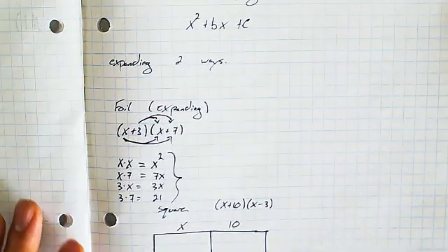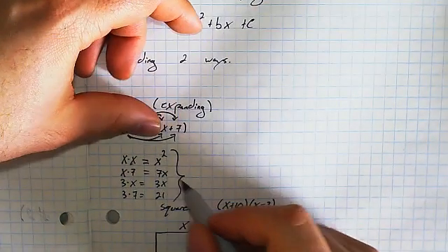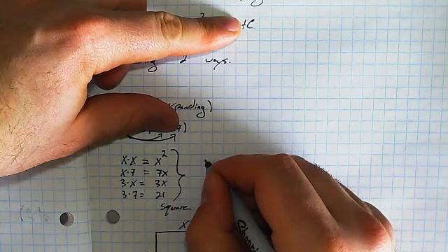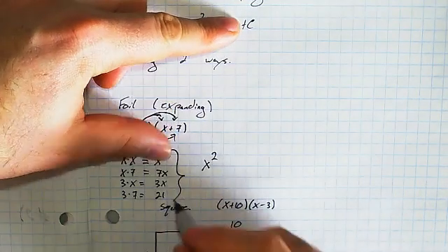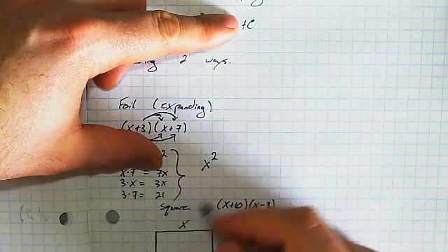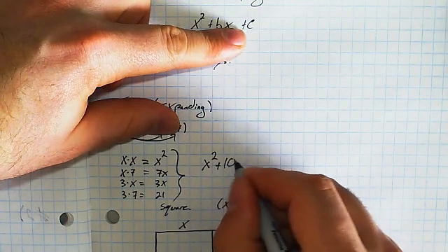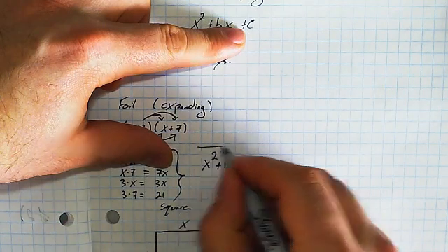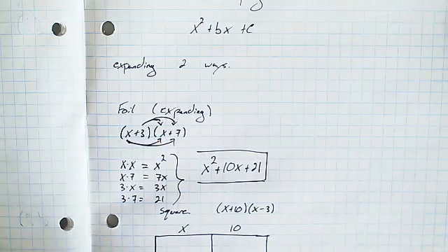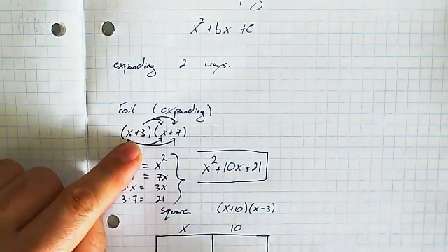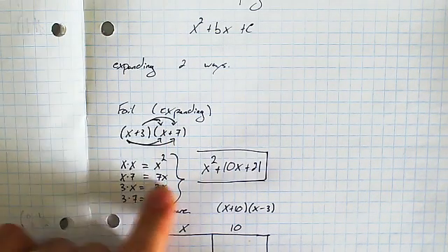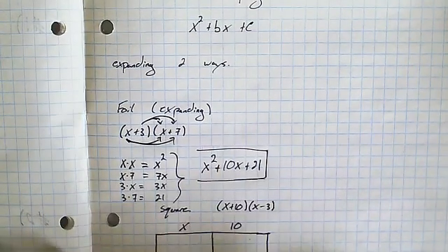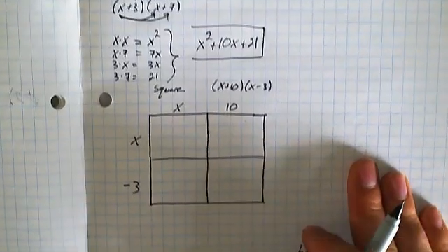You're then going to combine all your like terms. There are no other x squared terms, and we're going to start with our biggest term first, so we write x squared first. 7x and 3x combine together to give me 10x, 7 plus 3, and we're going to have a positive 21 at the end. Again, you're basically going to make sure you multiply every term by every other term, and then you're combining like terms.